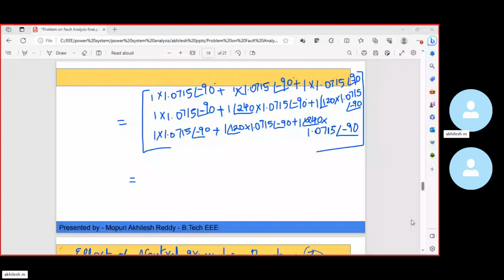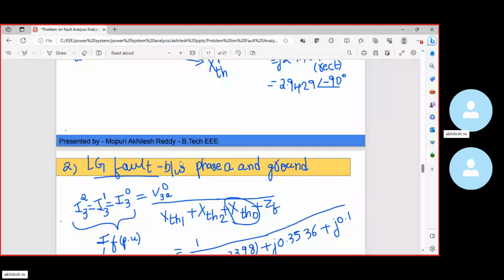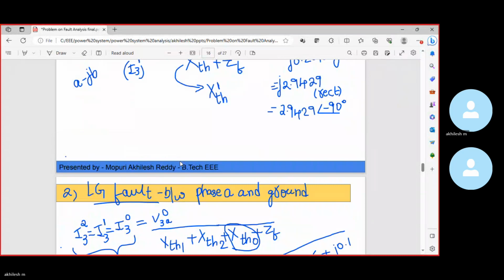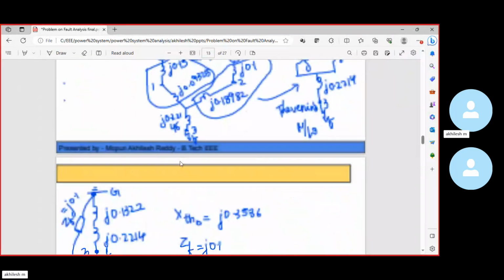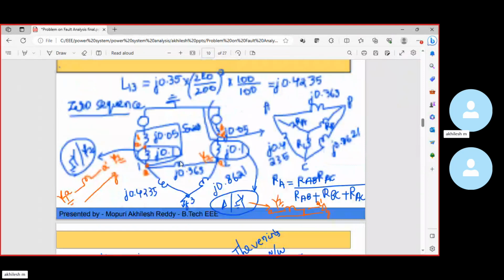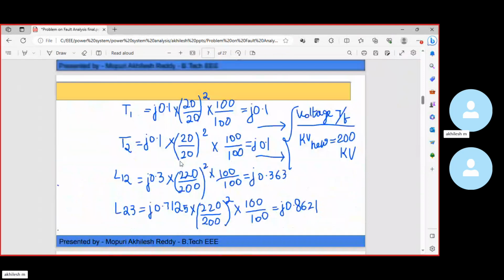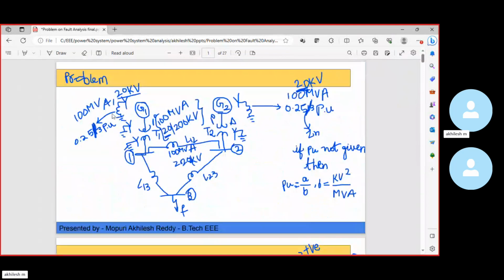Of this V3A naught, I'm assuming the line to ground fault occurred between phase A and ground. We have also made a small correction in the zero sequence reactance diagram by including the transformer connections. There is also one more correction: in the question, they have given the neutral grounding reactance of generator 1 and generator 2 as 0.25 by 3 per unit. Here they have directly given it in per unit.